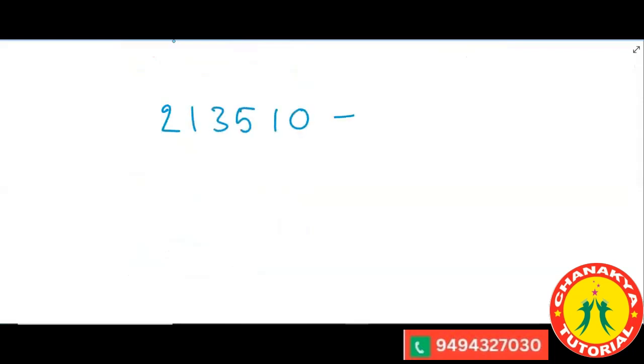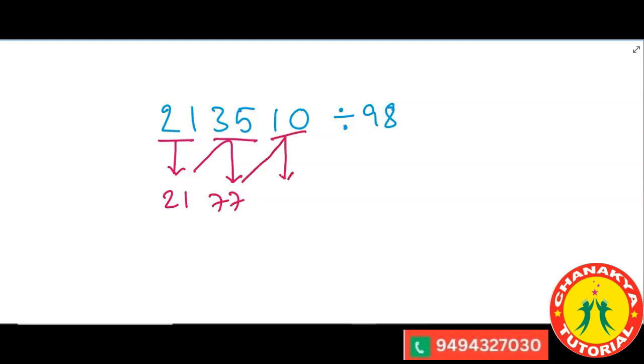2, 1, 3, 5, 1, 0 divided by 98. Okay, drop the first pair. How much? 21 double is how much? 42 plus 35. 77 double is how much? 154 plus 10.